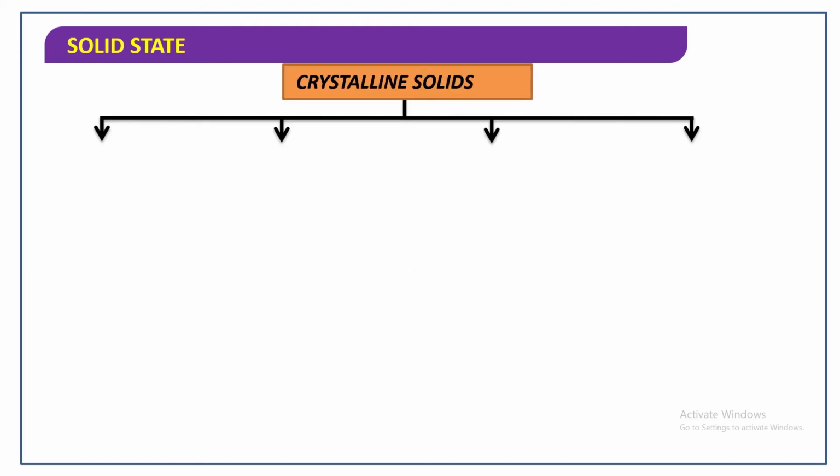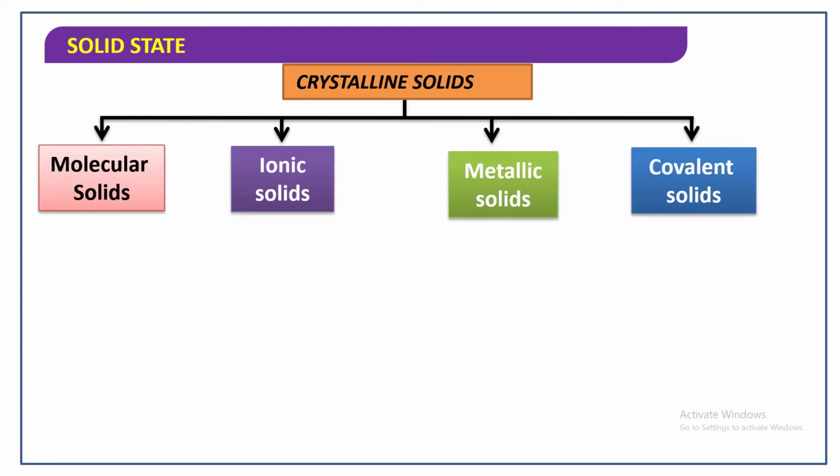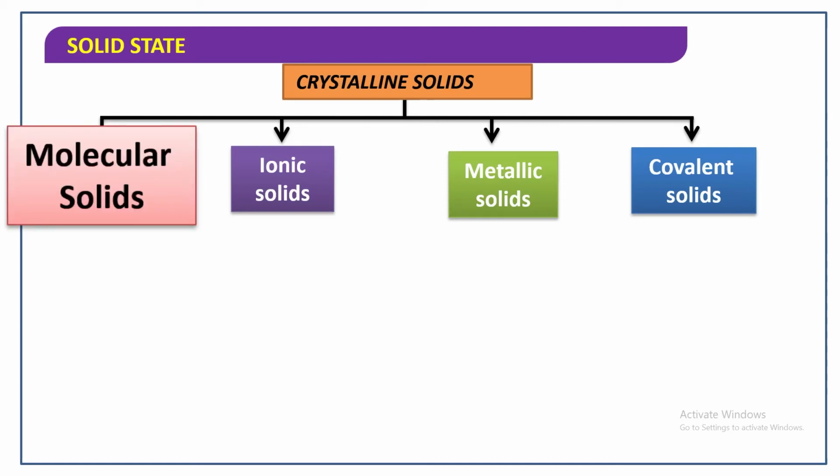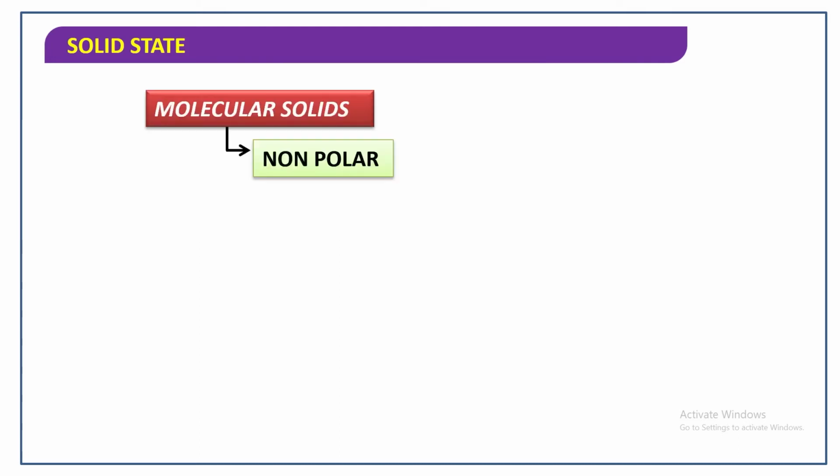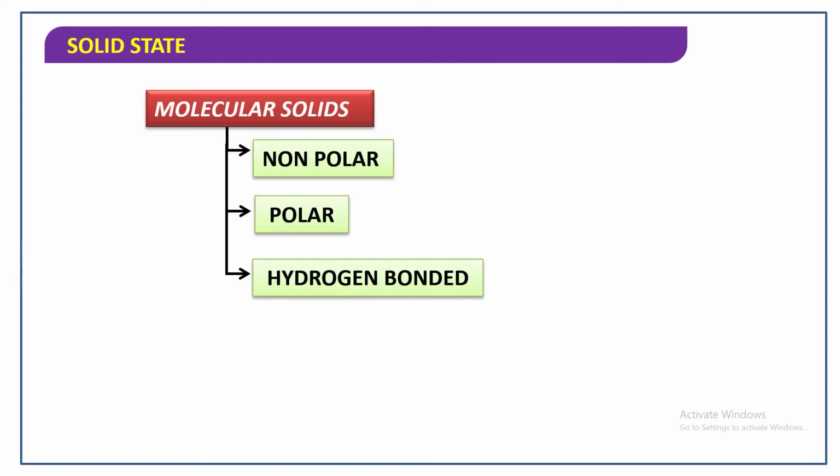Then these crystalline solids are further classified into four types: molecular solid, ionic solid, metallic solid, and covalent solids. Now, I'll be discussing these one by one. First of all, I'm discussing the molecular solids. These are of these three types.